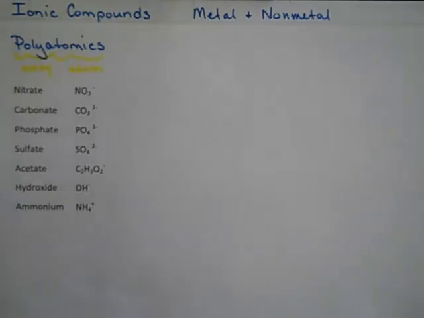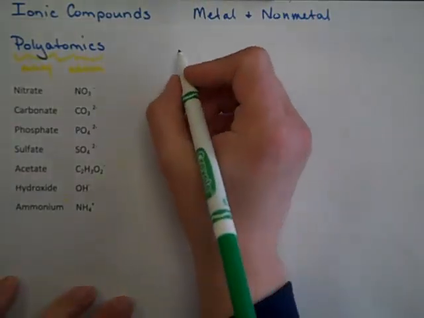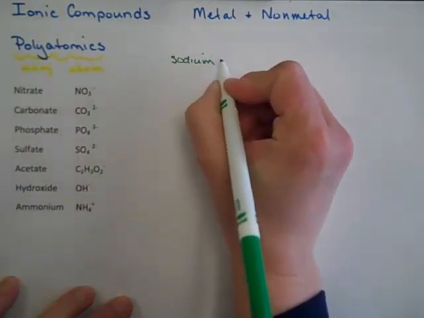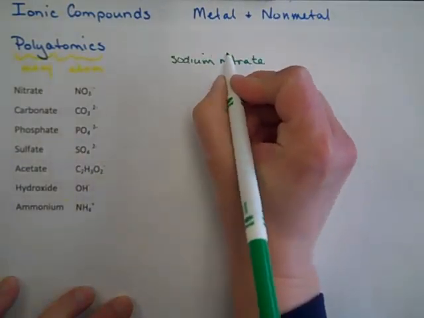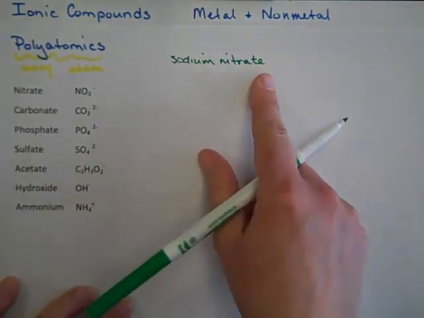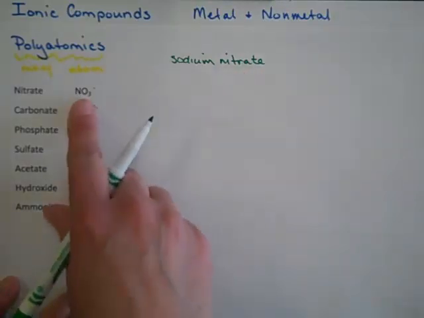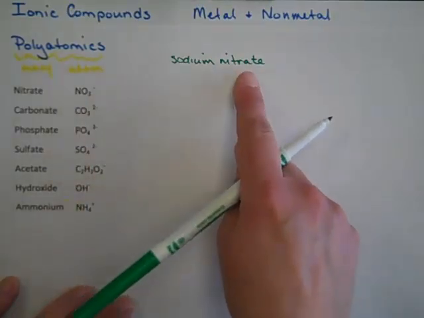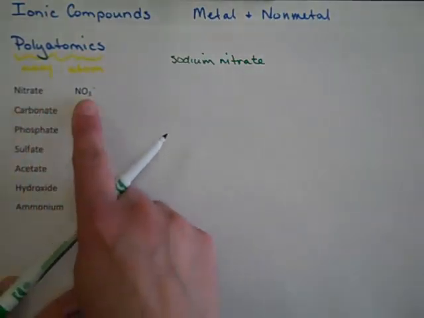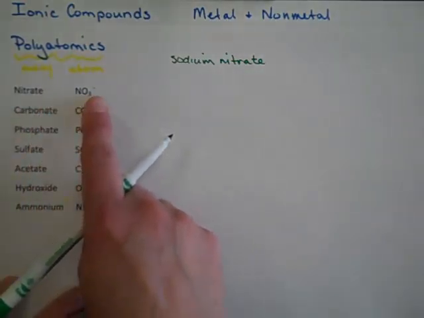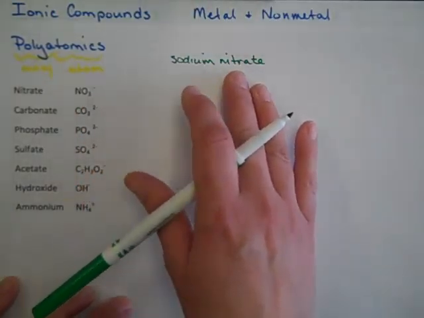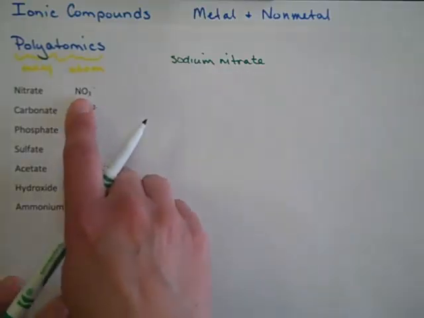So let's just say we have sodium nitrate. Okay, so what we have is sodium bonded with the polyatomic nitrate. It is important to be able to recognize this. When I say memorize these, you need to memorize the name, you need to memorize the formula, and you need to memorize the charge. Because it is important that when you look at this, you see this and you say, okay, sodium nitrate. All right, nitrate is this NO3.